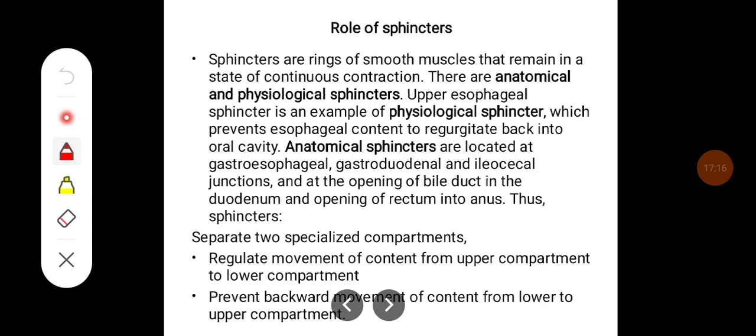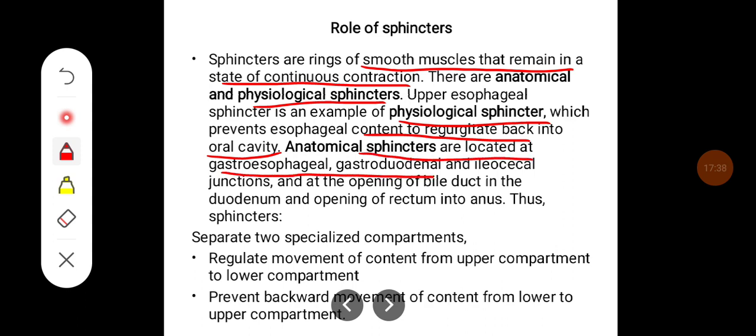Role of sphincters. Sphincters are rings of smooth muscles that remain in a state of continuous contraction. These are anatomical and physiological sphincters. The upper esophageal sphincter is an example of physiological sphincter, which prevents esophageal contents from regurgitating back into oral cavity. The anatomical sphincters are located at gastroesophageal, gastroduodenal, and ileocecal junctions, and at the opening of the bile duct in the duodenum and the opening of the rectum into anus.